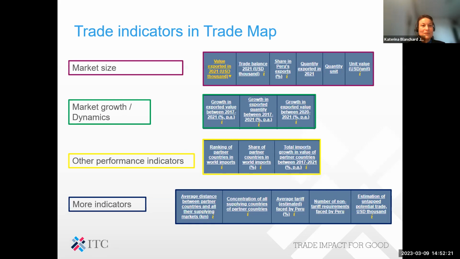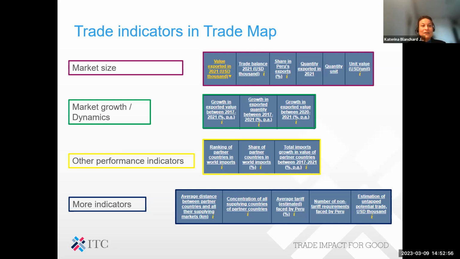Soon we will have the updates also for 2022, the trade balance, share, for example, of Peru's exports, the quantities exported, the units of quantities, whether it's tons or a different quantity, and the unit value. And here we have to be very careful with the interpretation of the unit value. For the purpose of our indicators, the unit values would be the value exported or imported divided by the quantity. So in no way is this the final price. No, this is not the final price.